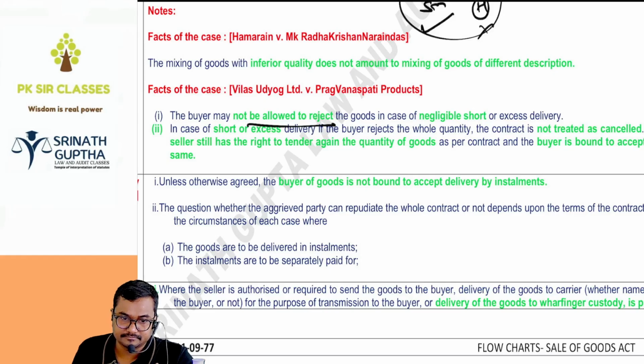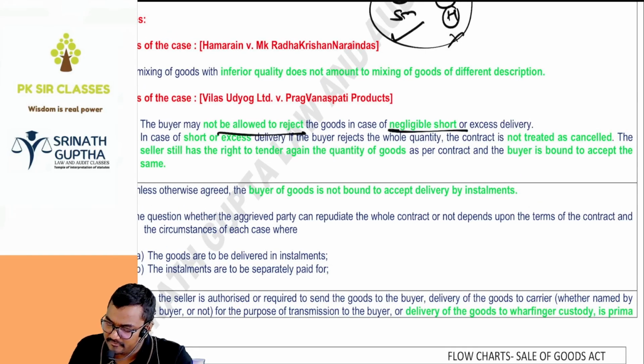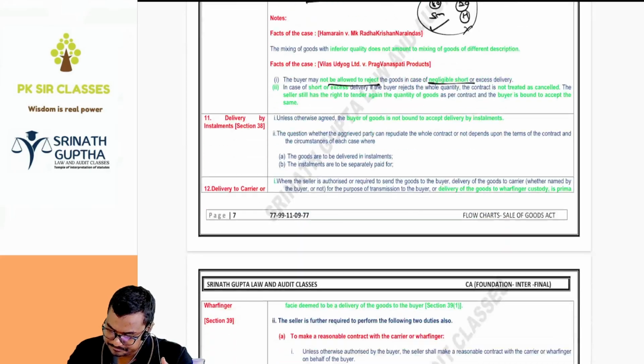Buyer can, but you can't cancel the contract. Again, the seller has to give the right quantity, and the buyer has to accept it. In case of minor negligible variation, the contract will not be cancelled. I have to give 1000 kgs. If I'm giving 1 kg less, that is not a short delivery. 1 kg more, that is not an excess delivery. Negligible variance may be there because of loading and unloading.